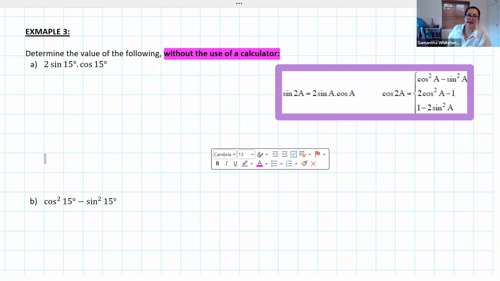Lovely, Josh. Exactly, guys. Special angles, right?